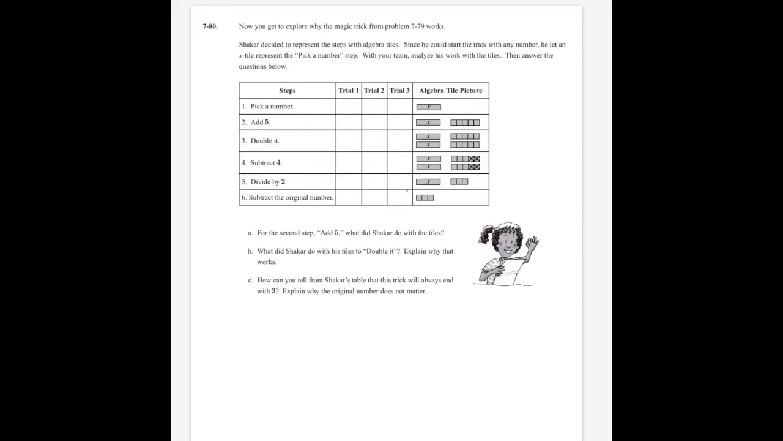And then the last part, step 6, says subtract the original number. So the original number was, remember, pick any number. So that was the original number. So now we want to subtract it. That means get rid of it. So now you are left with just the number 3. So this should help you explain part C. Part C says, what can you tell from Shakar's table that this trick will always end with 3? Explain why the original number does not matter.